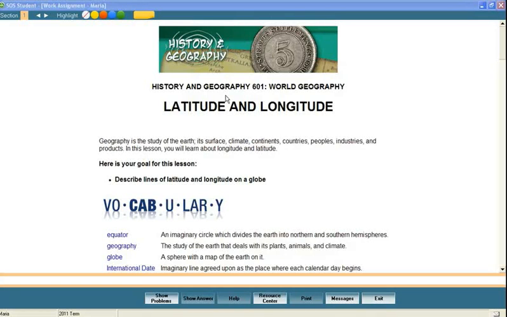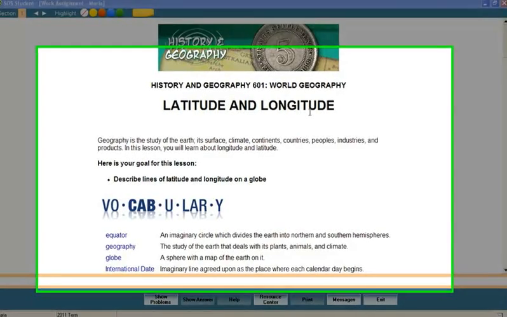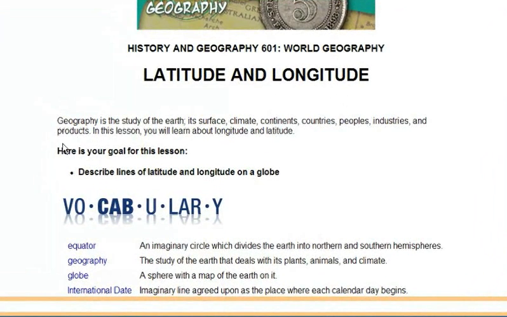Let's take a look at a 6th grade history and geography lesson. In the unit World Geography, let's look at a lesson entitled Latitude and Longitude. Every lesson begins with a brief introduction and a list of goals for the lesson.